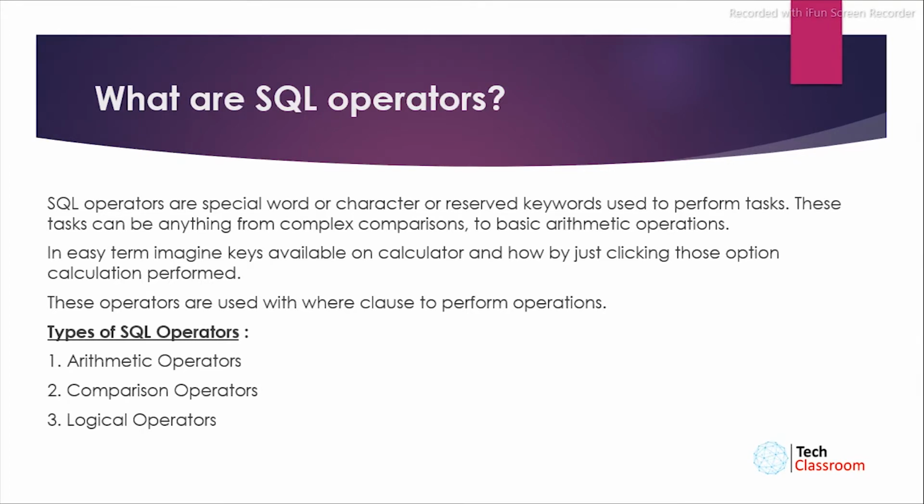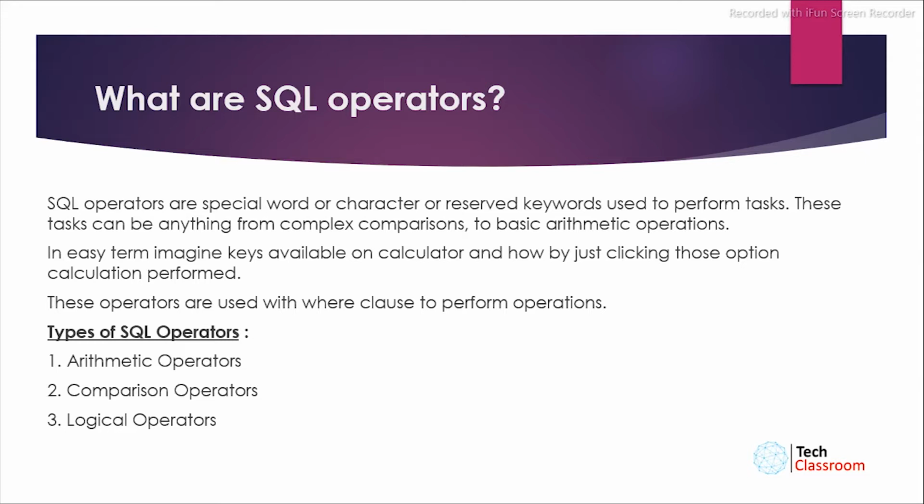You can say that these are special words or characters or reserved keywords which are used to perform any task. These can be anything: complex comparison, basic arithmetic, or any calculation you perform or any data mining you do while making queries. In easy terms, think of a calculator. It has different operators mentioned on it. By clicking those buttons, the calculator performs the calculation which we require. So it's as simple as that.